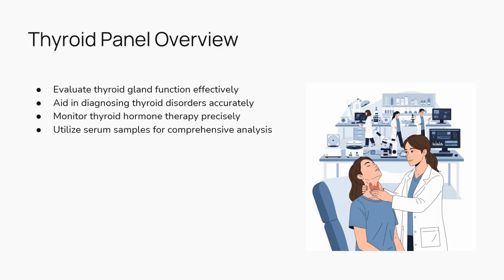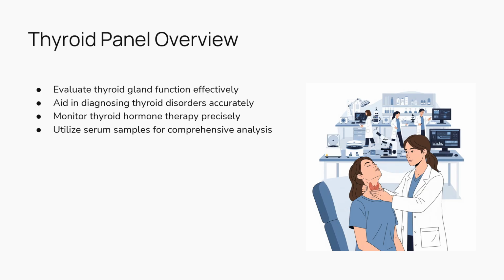Thyroid function panel is used to evaluate thyroid gland function effectively. It measures levels of thyroid hormones to assess how well the thyroid is working. It can aid in diagnosing thyroid disorders accurately, so it can help detect conditions such as hypothyroidism, hyperthyroidism, and thyroiditis. It can monitor thyroid hormone therapy precisely. It can help ensure that patients receiving treatment for thyroid disorders maintain appropriate hormone levels.